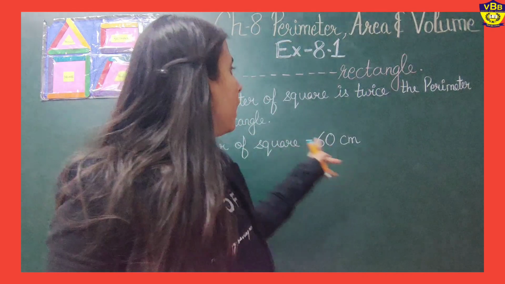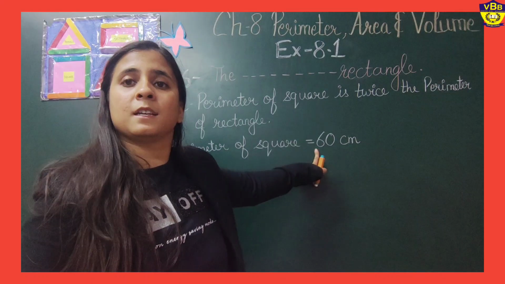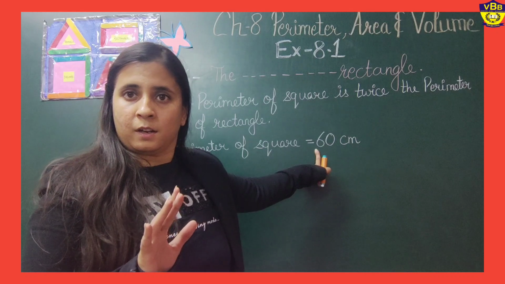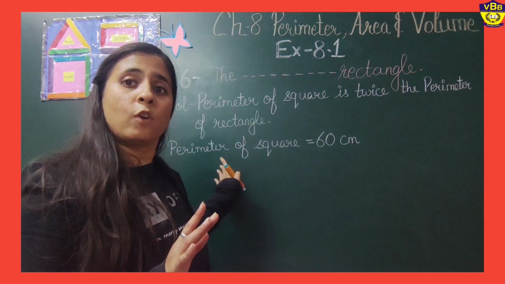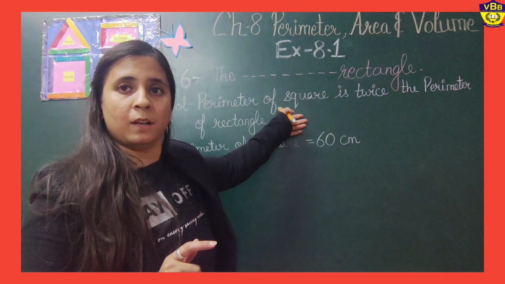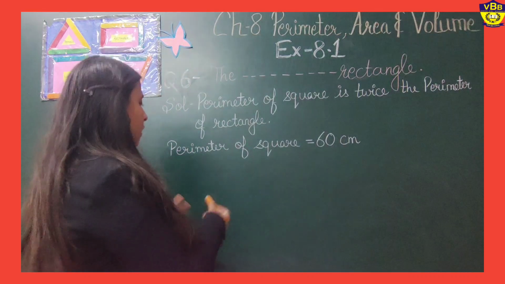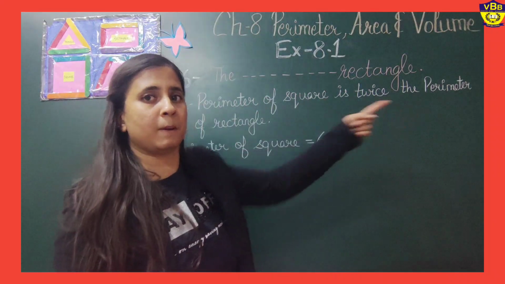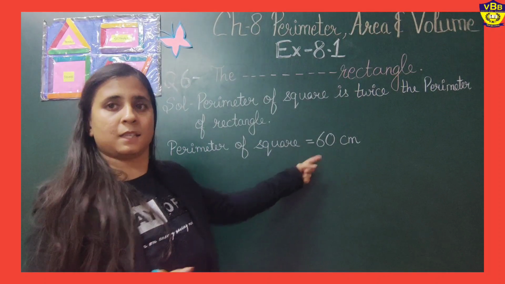Okay. Now, what they have given? They have given us the perimeter of square. That means the double of the perimeter is given to us. Okay. We need to find the perimeter of rectangle. So, what we will do to find the perimeter of rectangle? If the square is double, so for rectangle it will become half. So, we will first write perimeter of square is twice the perimeter of rectangle. Perimeter of square is 60 centimeter.